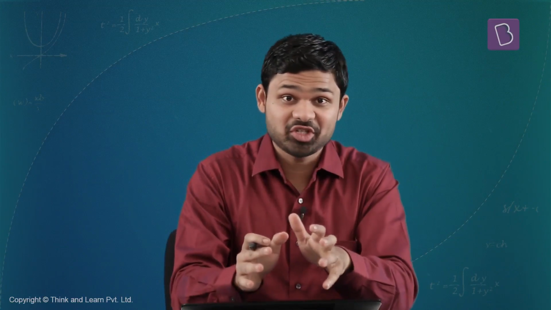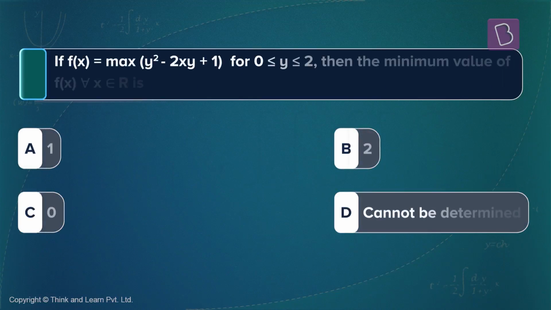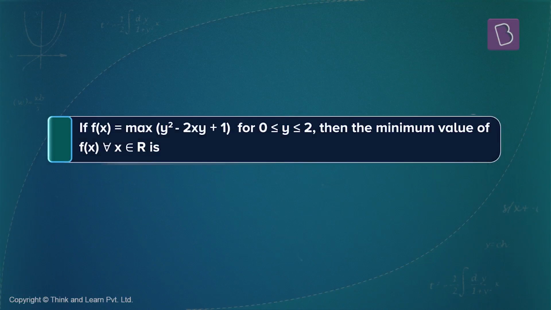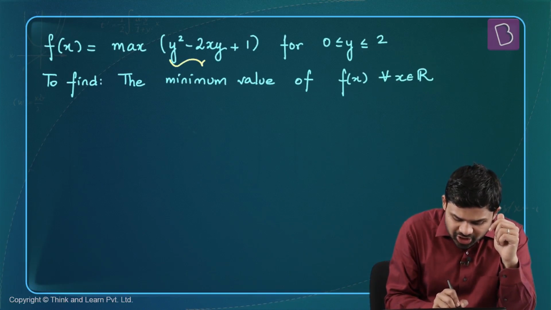Now here's another question. This is also a very interesting question. Let's have a look at this question. In this question, we've been given f of x, which is nothing but the maximum of yet another function, y square minus 2xy plus 1. And y can take values between 0 and 2. The objective of this question is to find out the minimum value that f of x can take for all real numbers x. So first of all, let's try and analyze what happens to this function here.